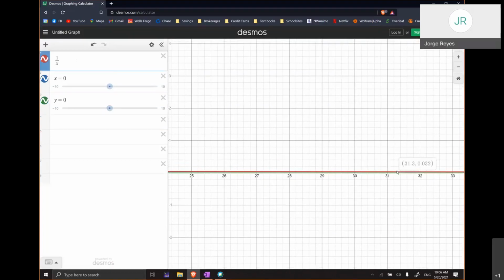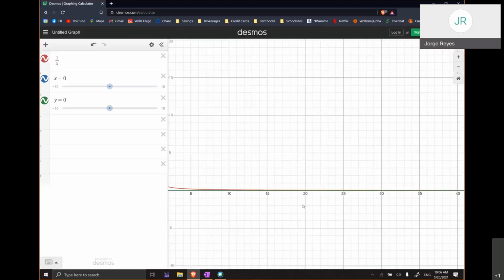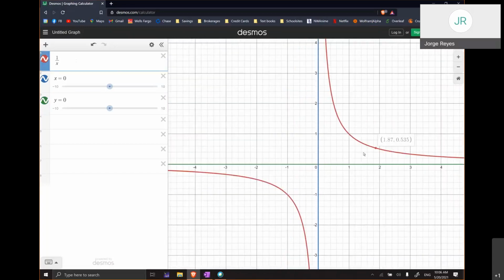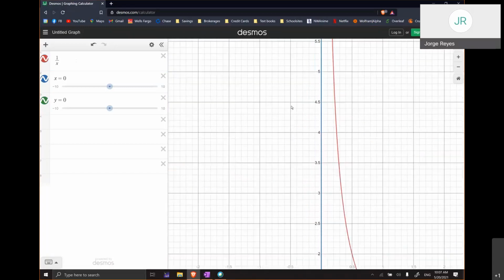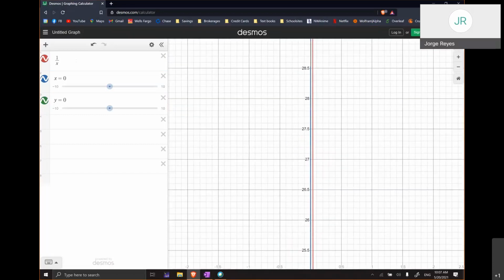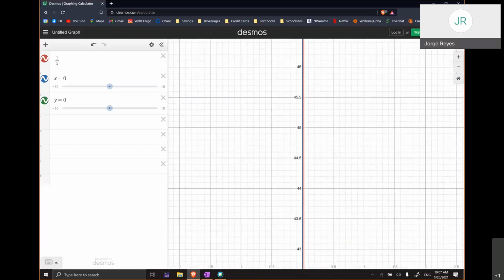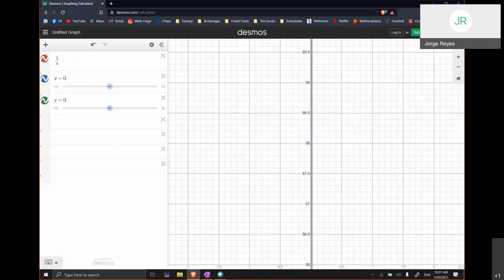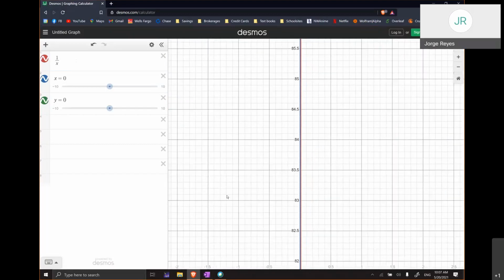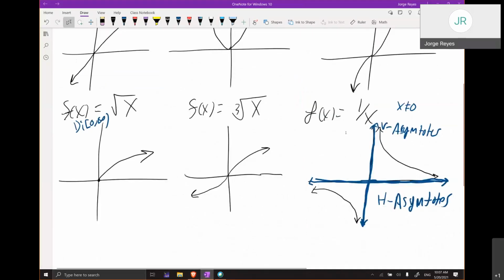Closer and closer and closer and closer, all right, but never actually touch. And same thing with the vertical asymptote, right? If I keep going to the left, we see that I'm getting closer and closer and closer, like forever. So traveling up, we see getting closer, closer, closer, until basically they look like they're touching, but they're not actually touching, right? All right, so those are asymptotes. That's special about the reciprocal function.